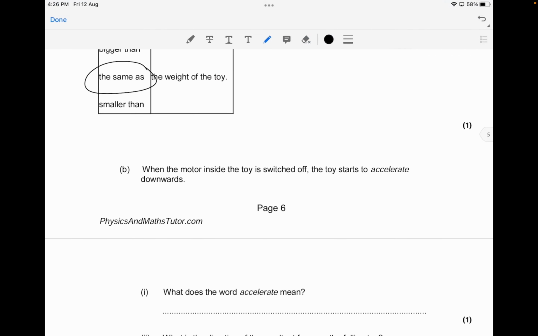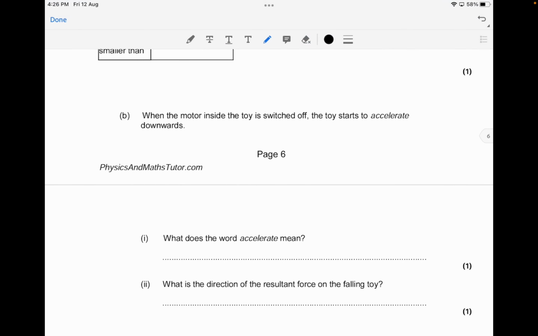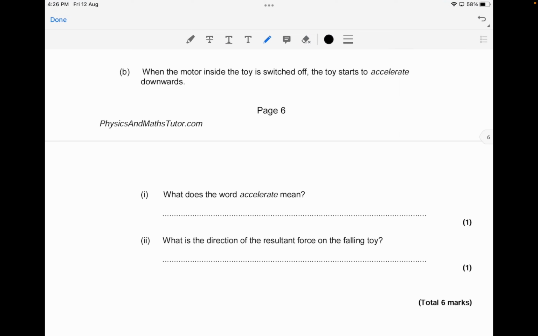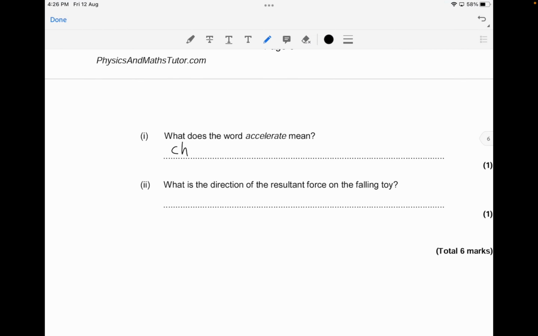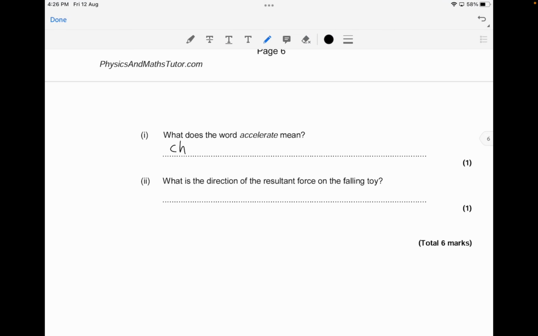Right? So when the motor inside the toy is switched off, the toy starts to accelerate downwards. What does the word accelerate mean? Everybody knows that accelerate is, let's say, an increased velocity. So what we mean is accelerate can also mean decreased velocity, but in this case we're going to leave it as a changed velocity.